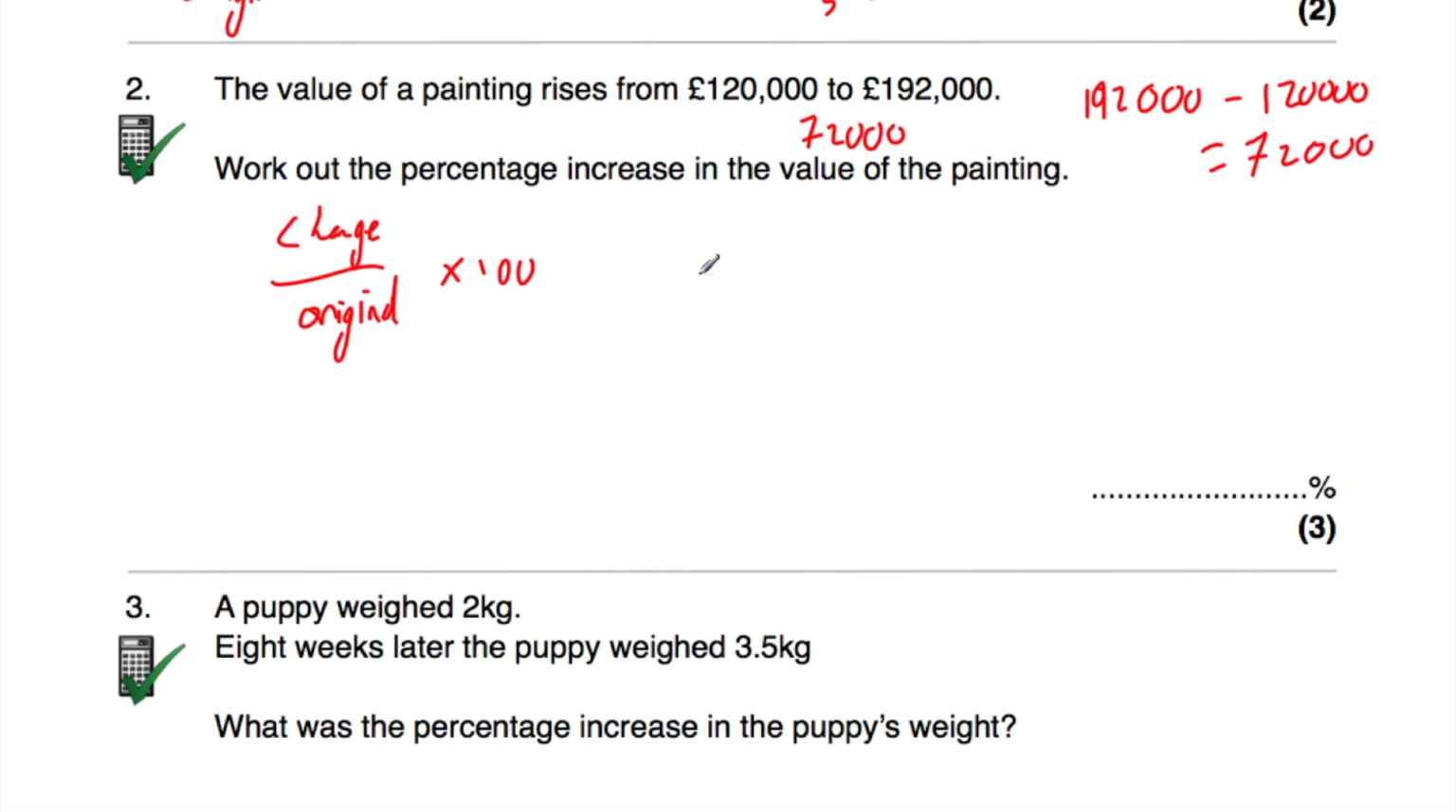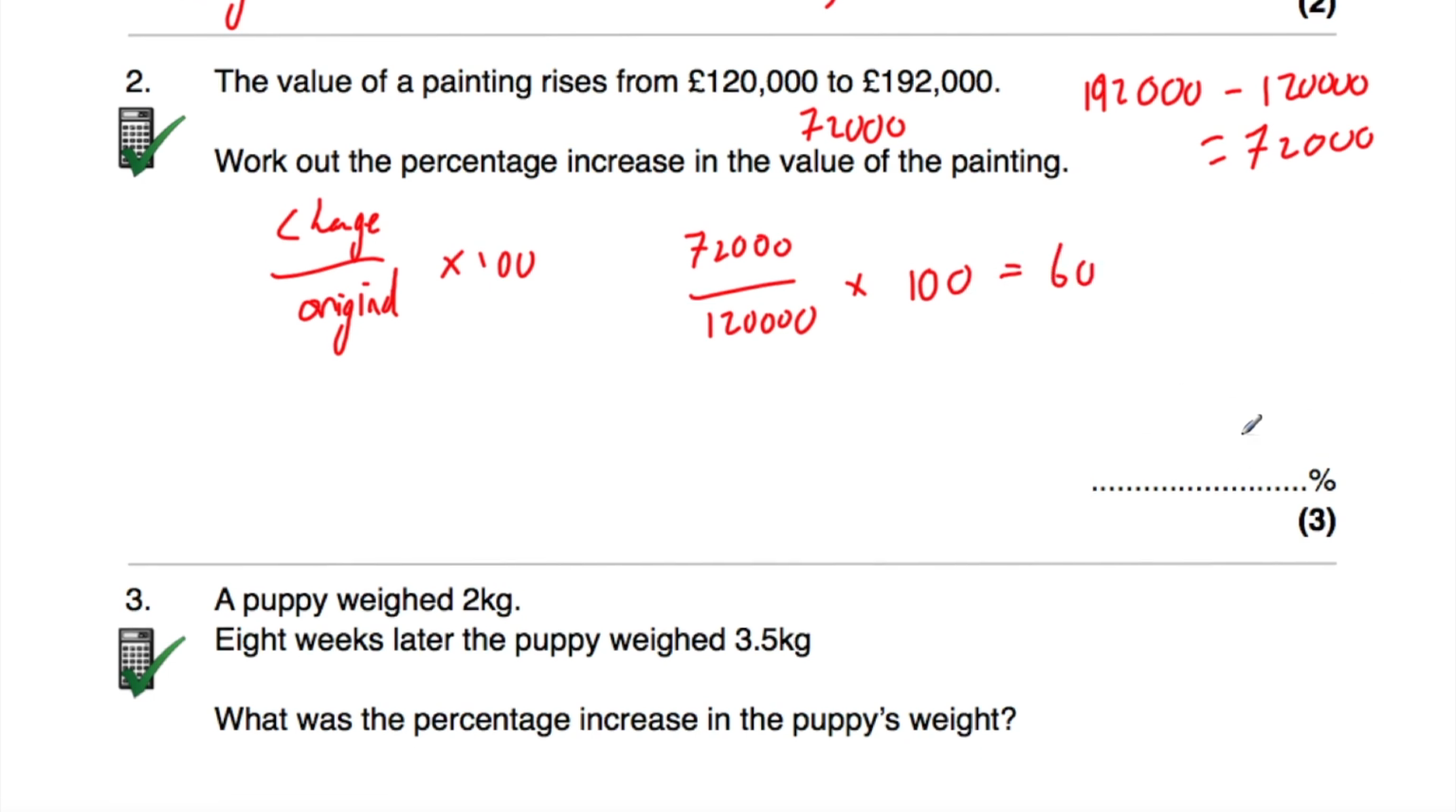So the change is 72,000 divided by the original. Well, the original amount was 120,000, and then times by 100. And we can just type this into our calculator. So we can just get our calculator and type in 72,000 on the numerator, 120,000 on the denominator, and then times by 100. And whenever you do that, you get that's equal to 60. So that means that the percentage increase in the value of the painting is 60%.